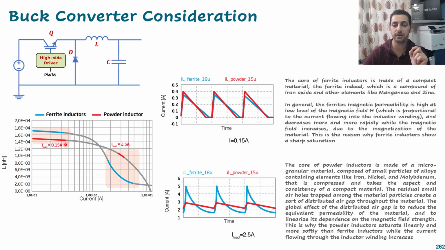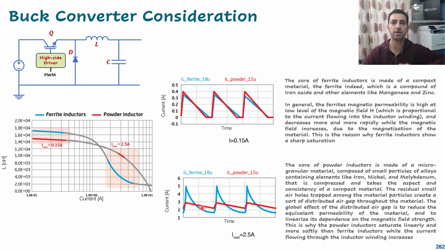But what will happen if I increase the current delivery to 2.5 amperes? We look at the powder iron inductor here, and we still have a nearly linear drop. But for the ferrite, it's a very high, significant drop. What will happen to the inductor current waveform? It will spike, because as I mentioned, inductor saturation looks like a short circuit. So you are short circuiting your inductor.